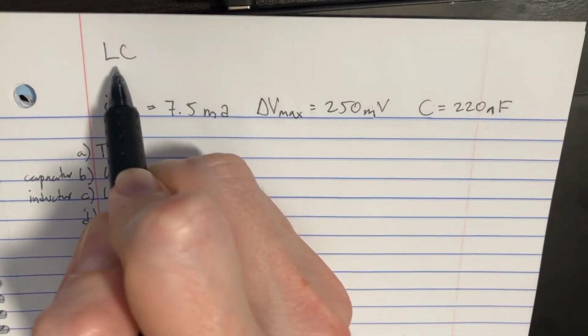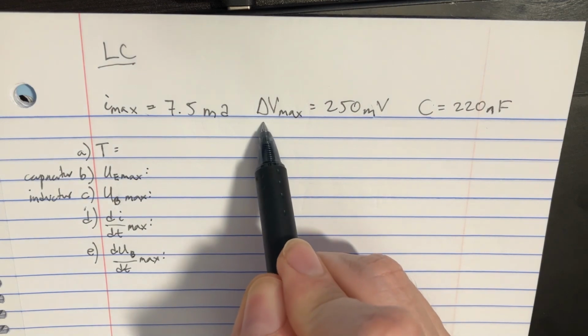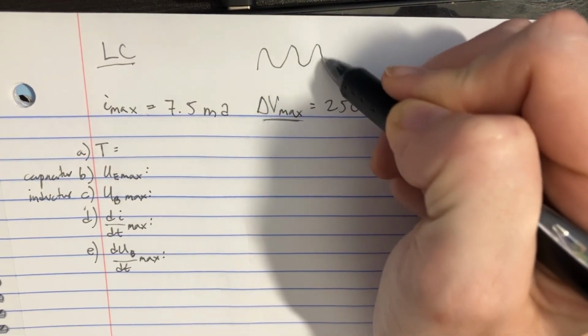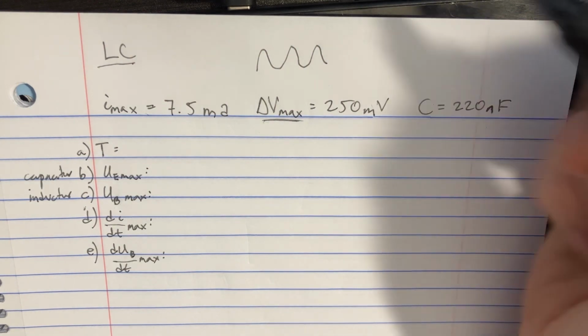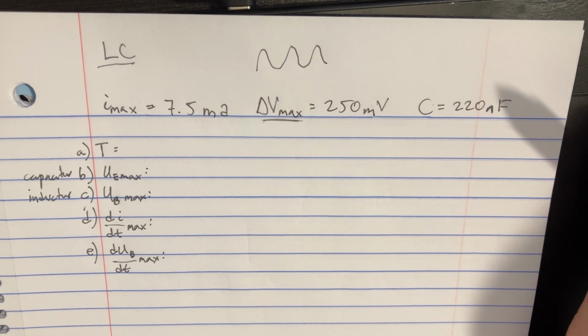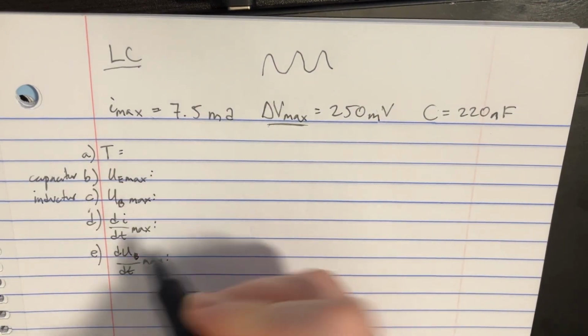This problem has been labeled as an LC circuit, and we have the Vmax here. Note that this is not the generator, so this is literally an ideal LC that will be oscillating at full potentials there. And we've got a couple of questions here. The first thing is asking for the period.